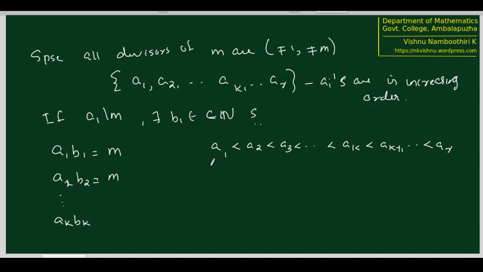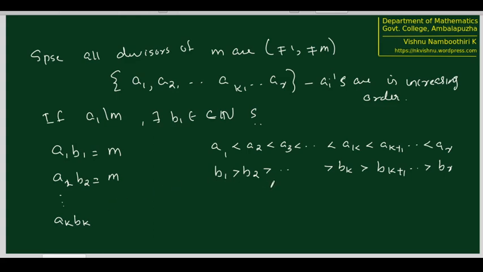Therefore, naturally, since the Ai's are increasing, so that the equation Ai Bi equal to m holds, the Bi's must be decreasing. So B1 greater than B2, greater than etc., greater than Bk, greater than Bk+1, etc., greater than Br. Now, there is actually a situation when Ai becomes greater than or equal to Bi. For example, we will see one example here.